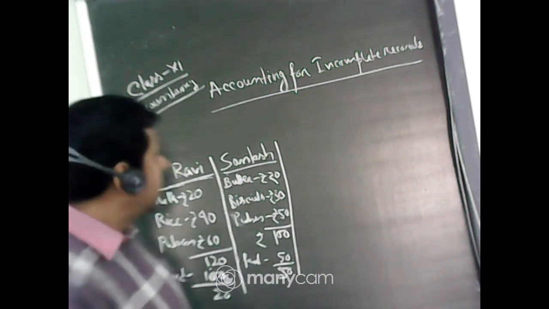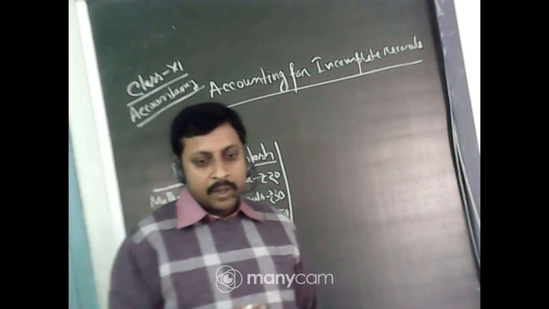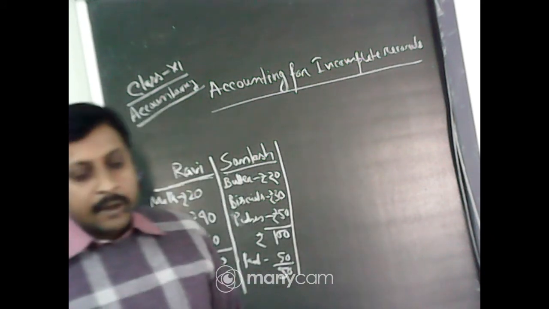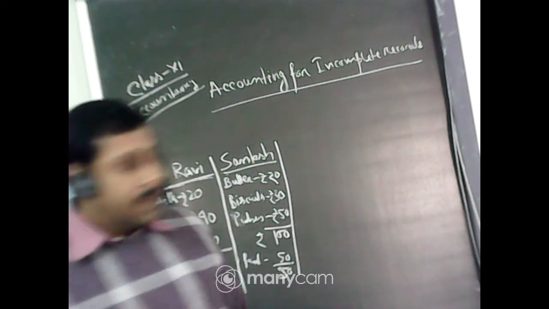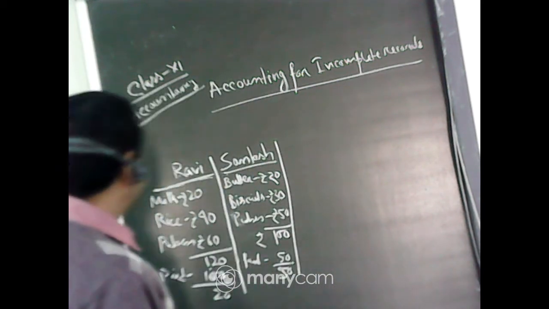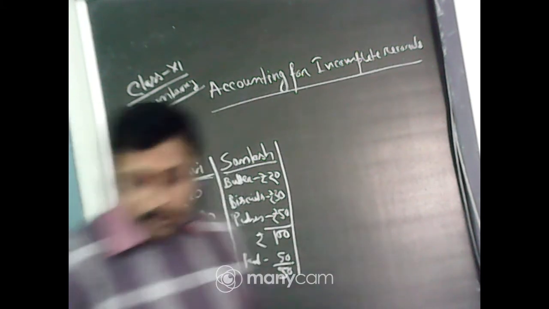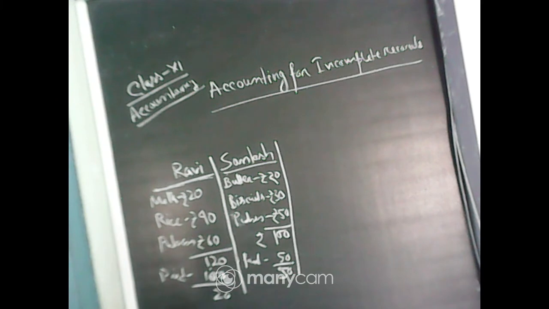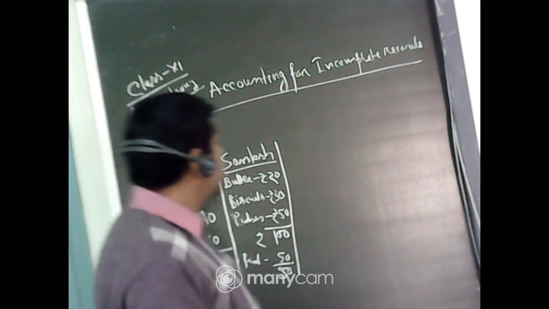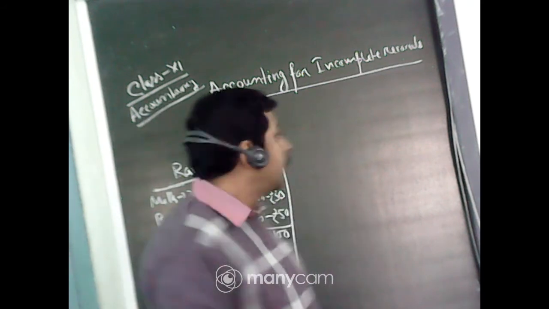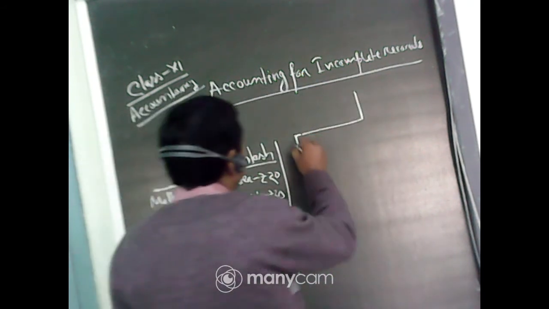Another account they can maintain is maybe the cash. Okay, and they can record the drawings, whatever they are taking from the business. So what is the procedure to reveal the profit? Before revealing the profit, you have to do another thing. Now, in incomplete records, two types of things can happen.